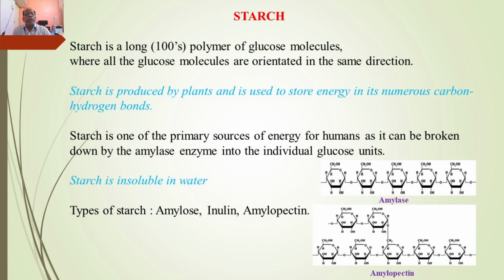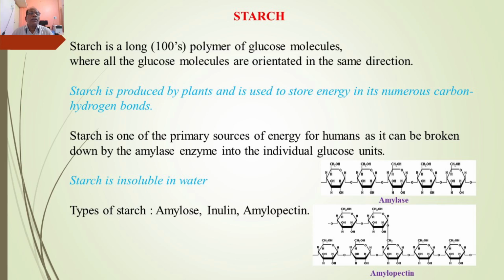So there are different types of starch, such as amylose, inulin or amylopectin, having different patterns of bonding or combination of the sugar units, the glucose molecules. So starch is a complex carbohydrate produced in plants, which also serves as an energy source to human beings, and the energy is stored in the starch molecule in the form of numerous carbon hydrogen bonds. So that's about starch.